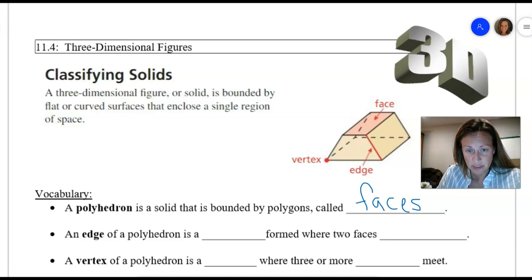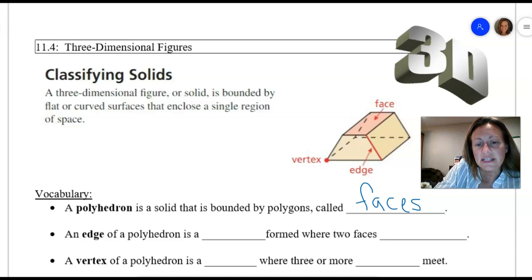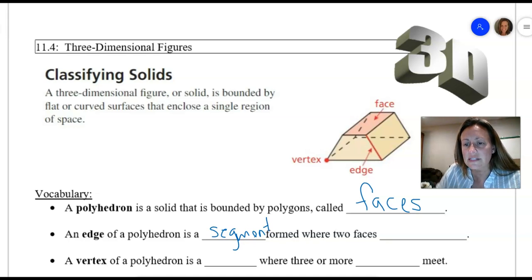Another word associated with polyhedron is edge. There are many edges on each polyhedron, and an edge is basically a segment that is formed. That would be like a piece of a line, a straight segment, where two faces meet or intersect.